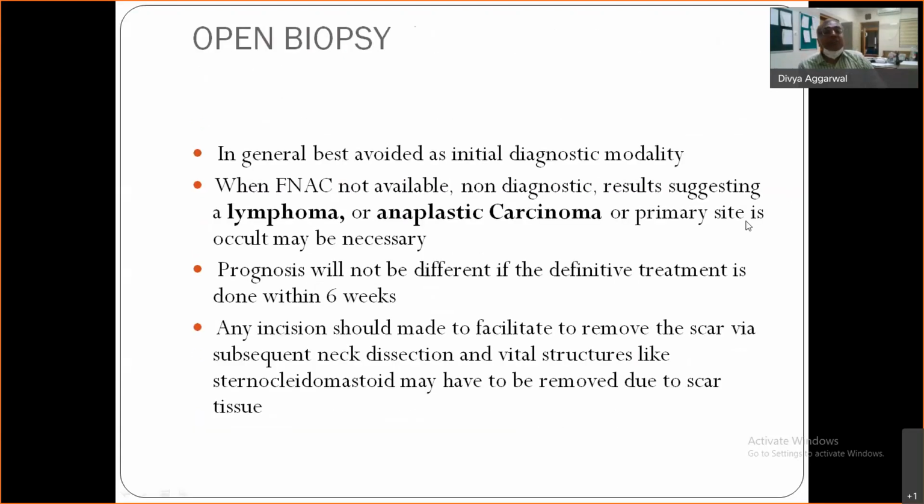Now, open biopsy has got a limited indication. In general, it is best avoided as an initial diagnostic modality. It is used when FNAC is not available, or it is non-diagnostic, or a result is suggesting a lymphoma.